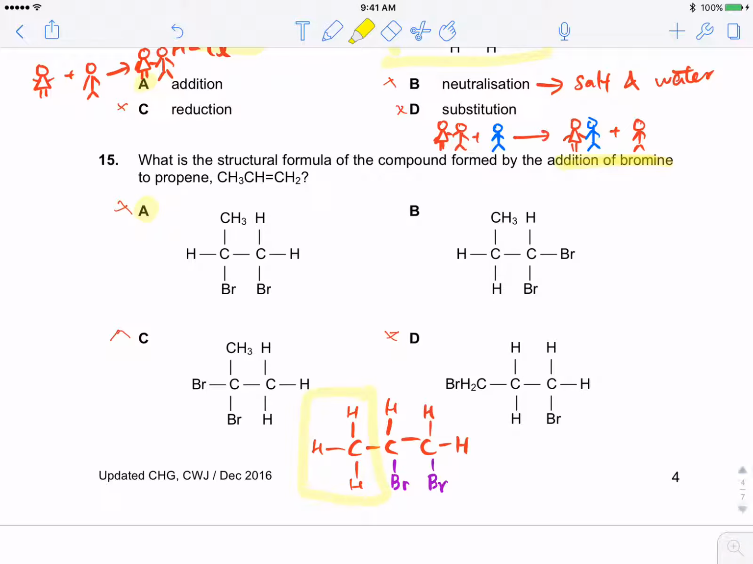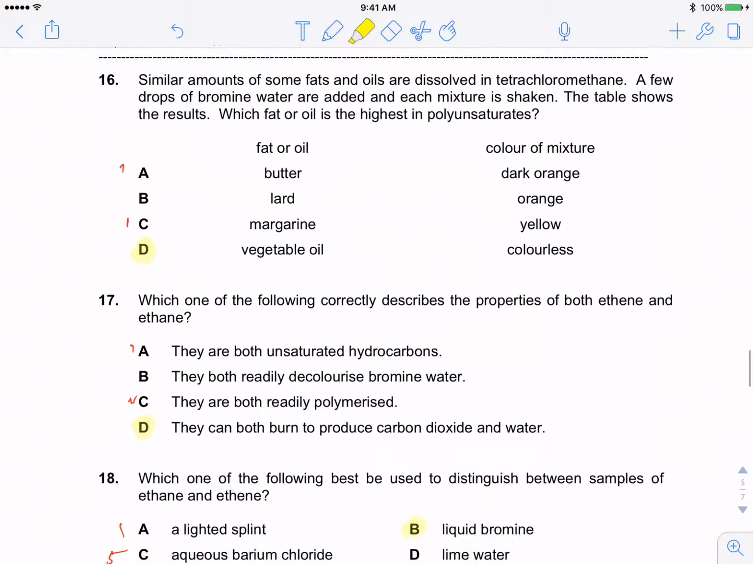This is the CH3 group that's here. Then each carbon should have one bromine and the rest is hydrogens. Next, question 16. Question 16 asks you about the application. Fats and oils dissolve in tetrachloromethane. A few drops of bromine water are added and each mixture is shaken. The table shows the result. Which fat or oil is the highest in polyunsaturates?